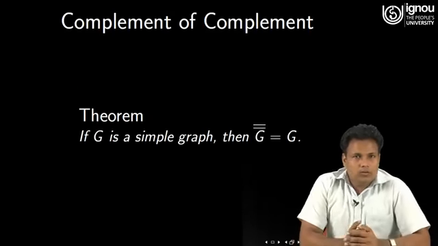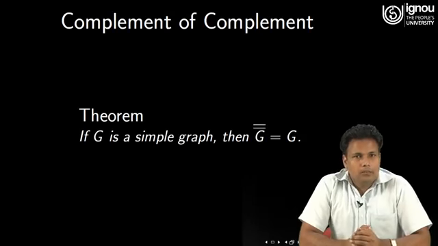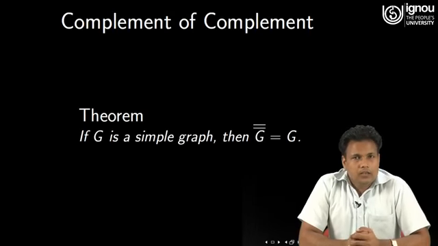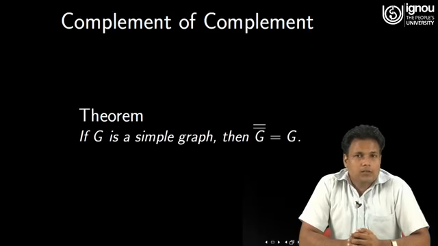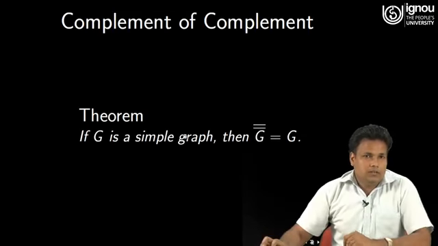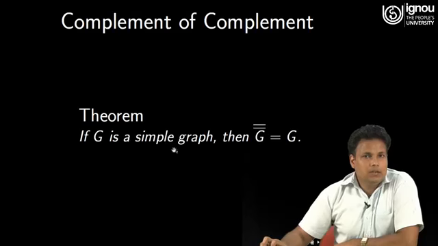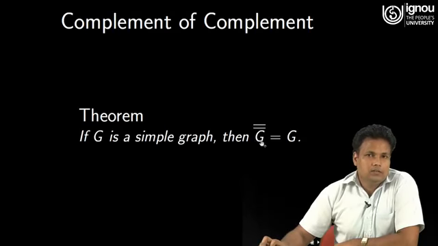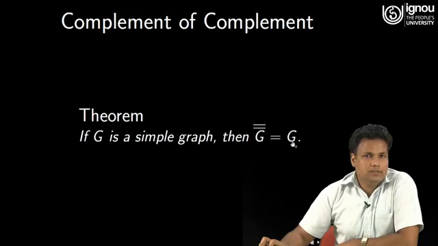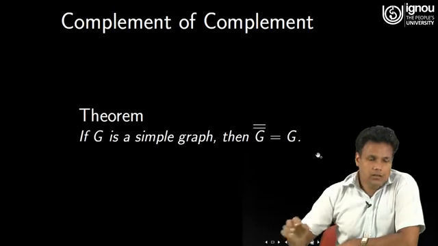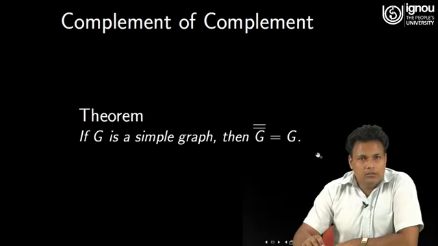Okay, now we come to the concept of the complement of complement. It is natural to expect that the complement of the complement of a graph is the graph itself, and indeed it is the case. We have this result. If G is a simple graph, then the complement of G bar is the graph G itself. We shall prove it here.